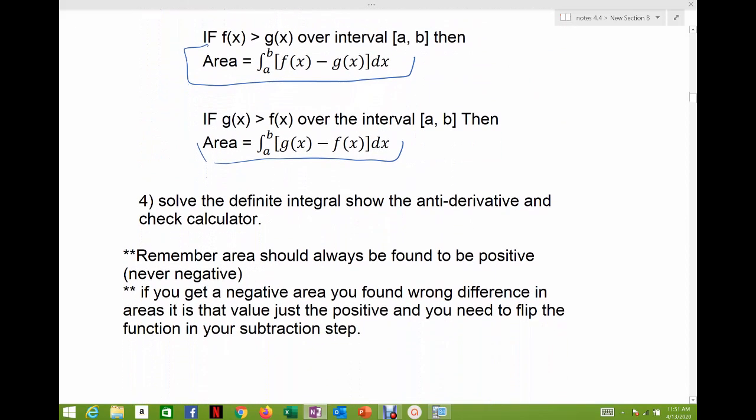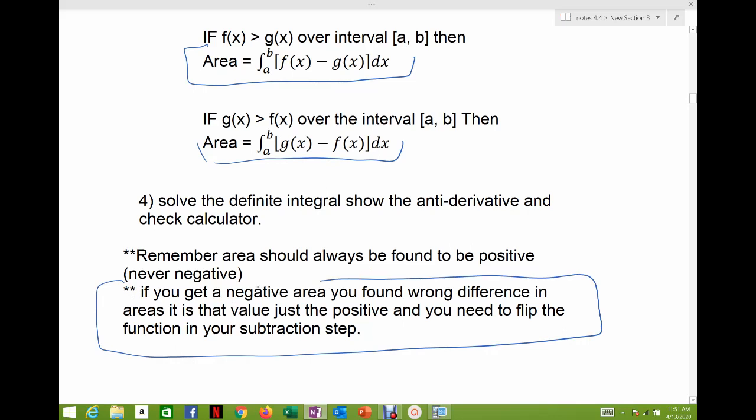If you don't, you'll get a negative value, and area should always come out positive. All right, so again, if you've got a negative value, it means you've subtracted wrong, and you need to flip your subtraction. Area should always come out positive.